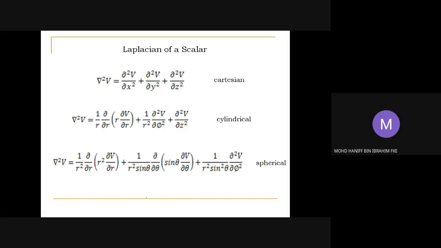All right, so this is what I meant just now regarding the Laplacian of a potential, which depends on the system of coordinates. You have this information in the textbook. This is the Laplacian for Cartesian, this is the Laplacian for cylindrical, and this is the Laplacian for spherical. Please, you don't have to memorize this. All of these will be provided to you. You just need to know how to apply this Laplacian operator.